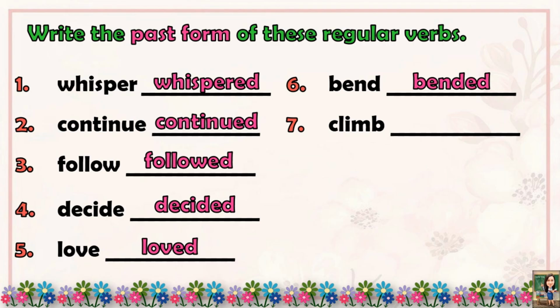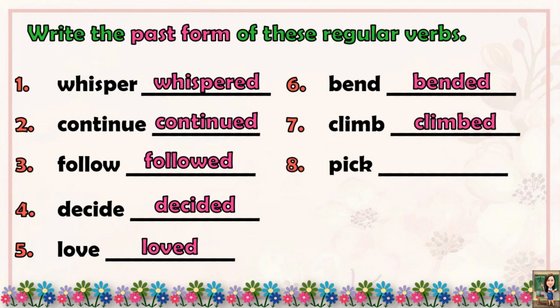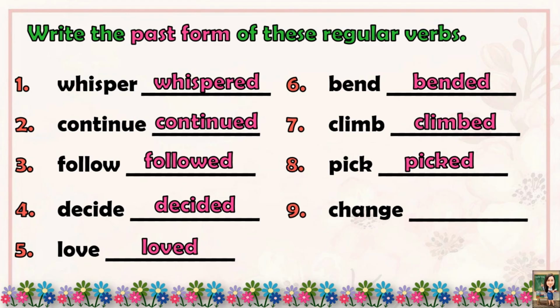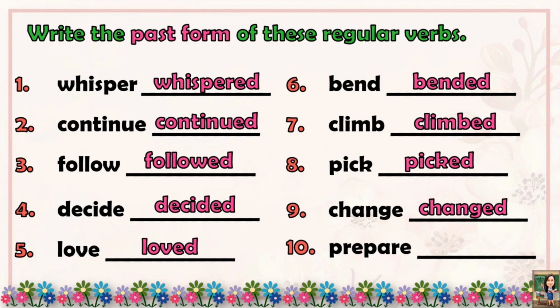Climb. The past form is climbed. We add ED. Number 8. Pick. The past tense of pick is picked. We add ED. Number 9. Change. The past form is changed. We add D. And number 10. Prepare. The past form is prepared. We add D.